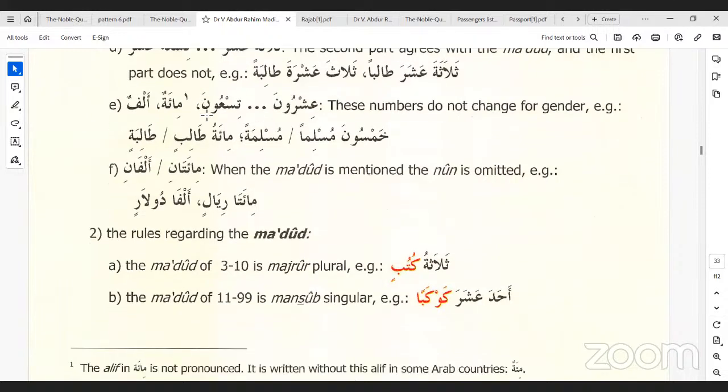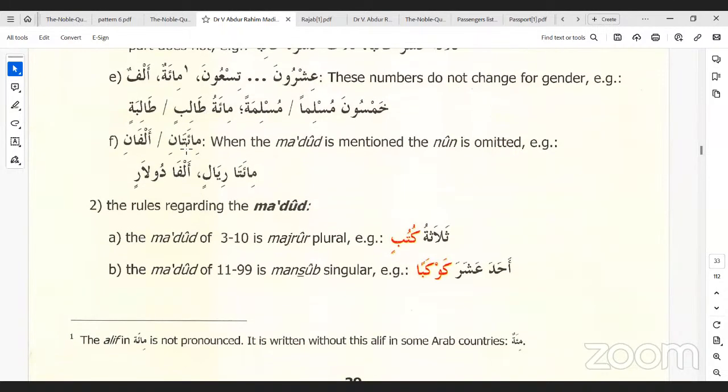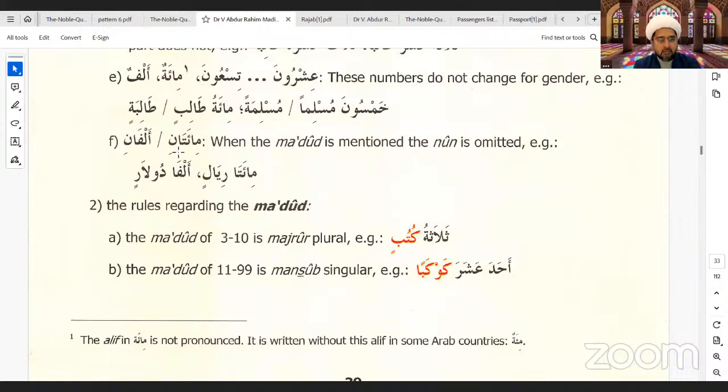Point F. Mi'atani, alfani. When the ma'dud is mentioned, the noon is omitted. For example, مئة ريال, ألف دولار. The reason for this in mi'atani and alfani is a ruling in regards to mudaf. Whenever a sound masculine plural or a dual noun comes as a mudaf, the noon gets dropped. This is one of the rulings. They haven't mentioned it, but this is the reason why. So mi'atani has become mi'ata, and alfani has become alfa.